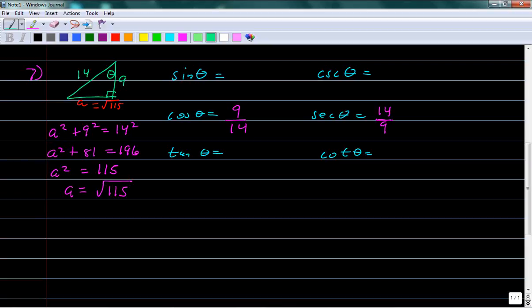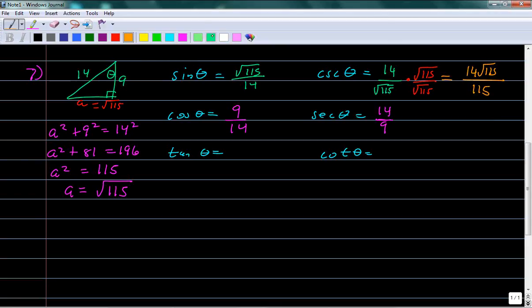functions. So the sine of theta is equal to opposite. In this case, opposite is a, so radical 115 over the hypotenuse, which is 14. If we're going to solve for cosecant, we do the reciprocal, so 14 over radical 115. Now remember, you can't have a radical in the denominator, so at this point we're going to multiply top and bottom by square root of 115. And by doing so, we're going to get a value of 14 times radical 115 over 115 for our solution.